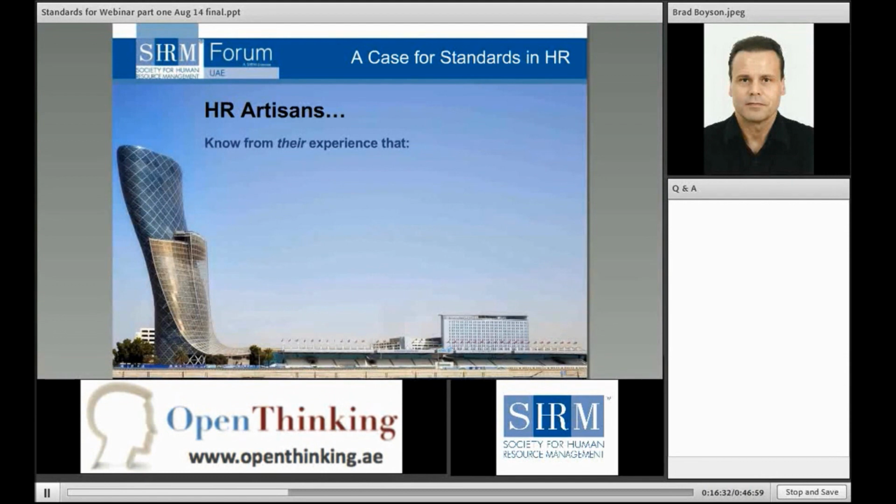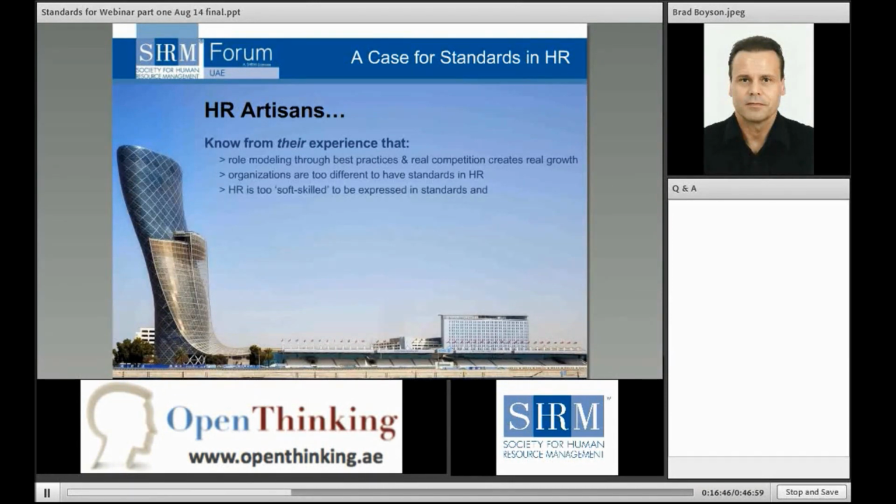On the other hand, we have the HR artisans, and they know from their experience that role modeling through best practices and real competition is what really creates growth. They know from their experience that organizations are just too different to have standards in HR. And HR is too soft-skilled to be expressed in something like standards. And human capital, if the previous three listings weren't enough, human capital is intangible. And it becomes devalued when you actually start to try to quantify it in terms of standards.